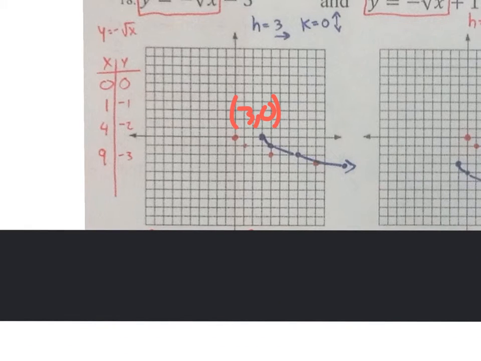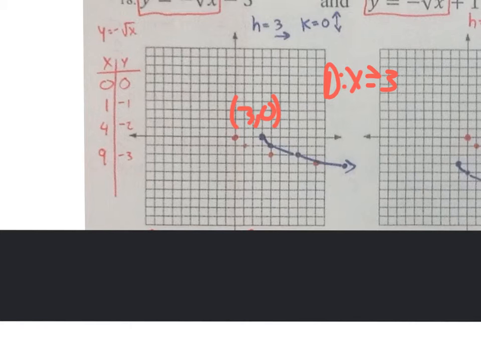So my point is, when it comes to domain, you're going to state your x values. And you're going to say x is what? Now, when you look at your x, which is 3, that's the beginning of the graph. And is it going to the left or to the right? It's going to the right. So you're going to say that x is greater than or equal to 3.